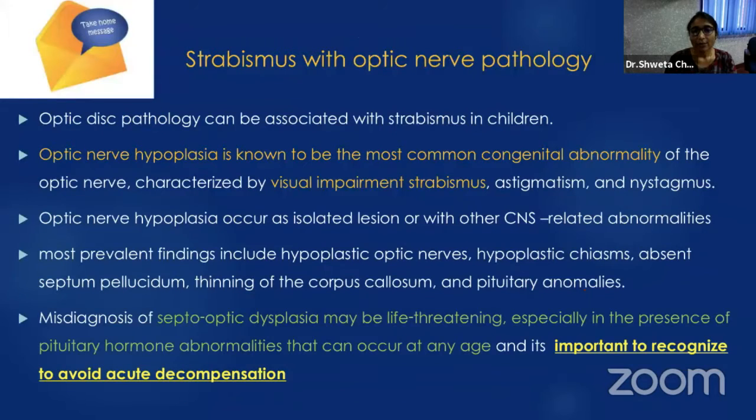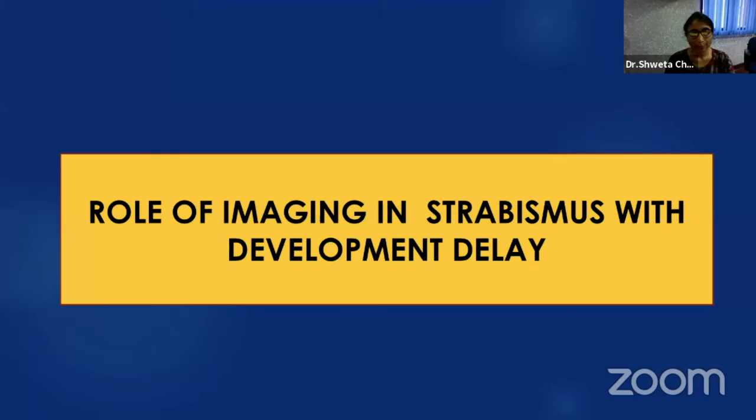So it was a consistent finding of septo-optic dysplasia, and it should be remembered that this diagnosis, optic nerve hypoplasia, can be related with CNS-related abnormalities, and misdiagnosis of septo-optic dysplasia may be life-threatening, especially in the presence of pituitary hormone abnormalities that can occur at any age, and it is important to recognize to avoid acute decompensation. And this patient was referred to pediatrics.